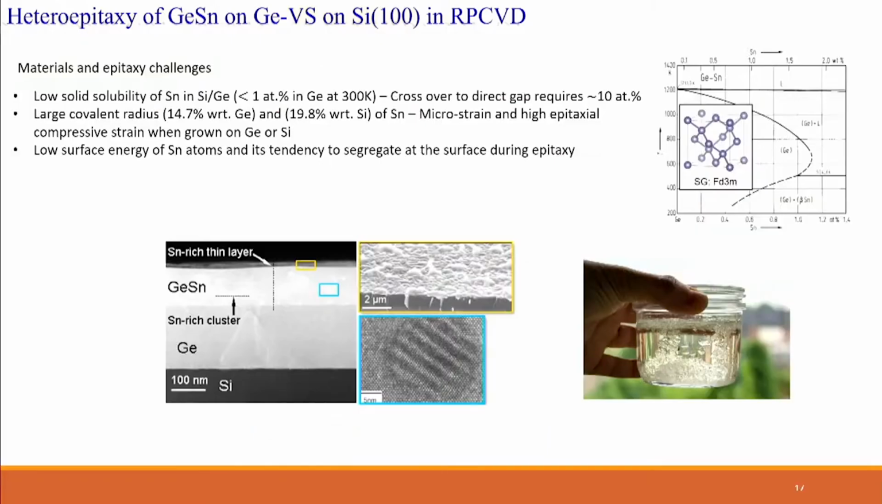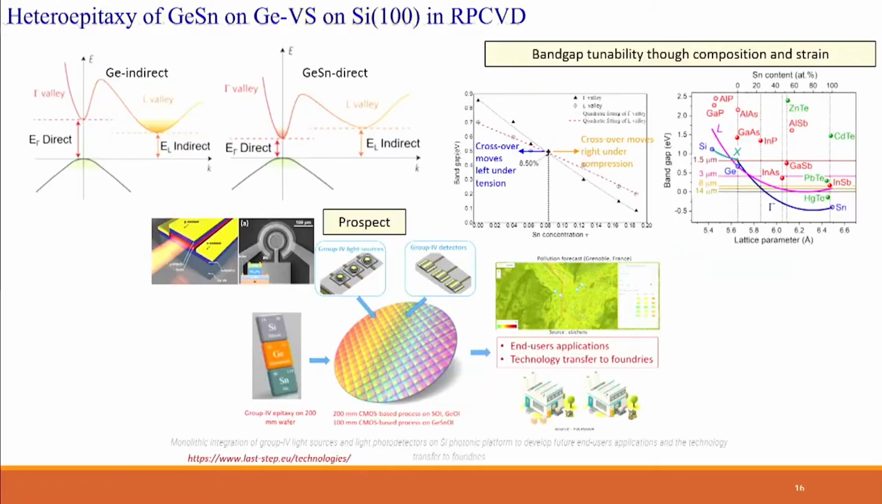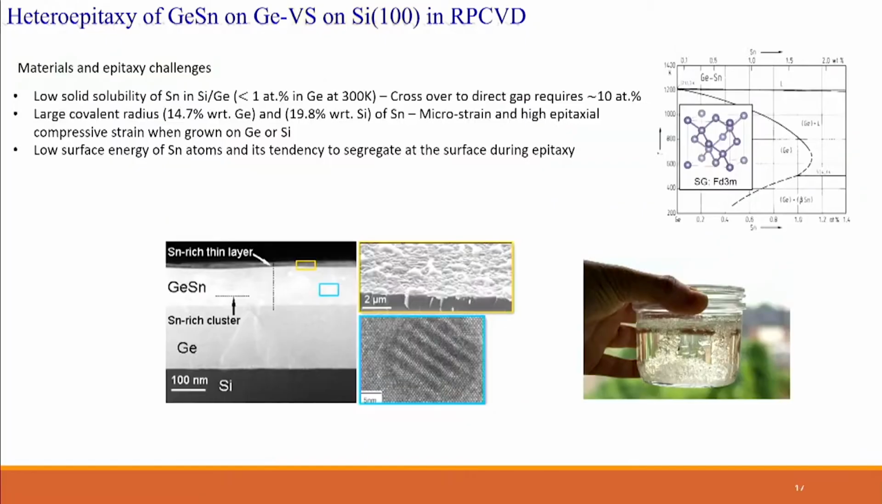The problem, however, is that this is a highly metastable non-equilibrium alloy. The phase diagram of germanium and tin says that at max you can add 1% tin in the germanium lattice. And here you need around 8%, 10%, so 1 order of magnitude higher than the solid solubility limit.